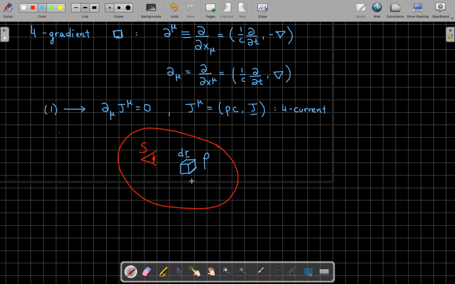Now let's say that this frame S is moving to the right. First of all, let's assume that this block of charge is moving to the right with speed v relative to S. So I've got a block of charge with density rho, and it's moving to the right with speed v relative to S.